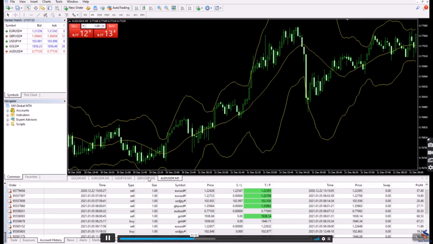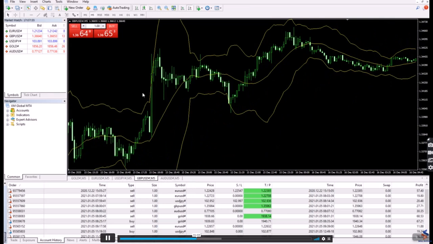Okay, now let's look at the next chart. First candle up, second candle, 3rd candle no touch. It's a swinging market.